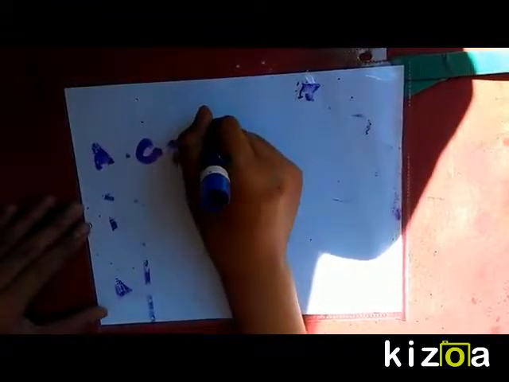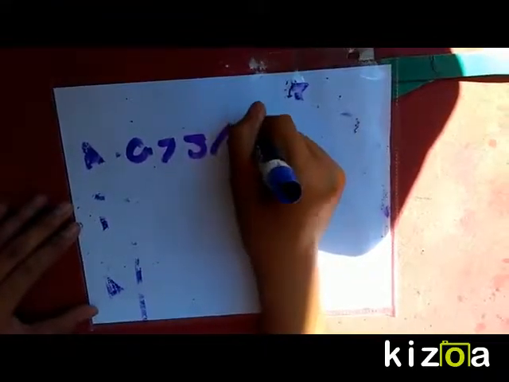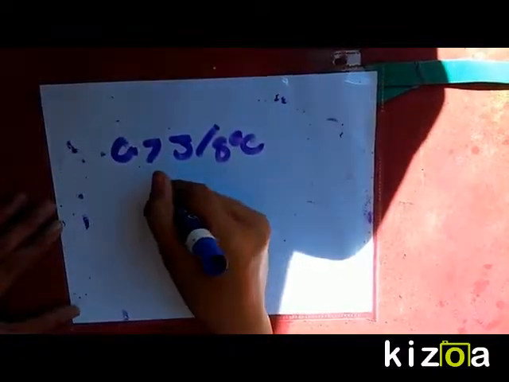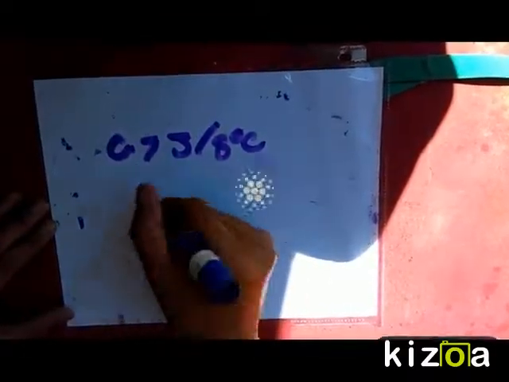.7 J per g Celsius degrees, and that's going to be the final answer. And we see it absorbs heat.